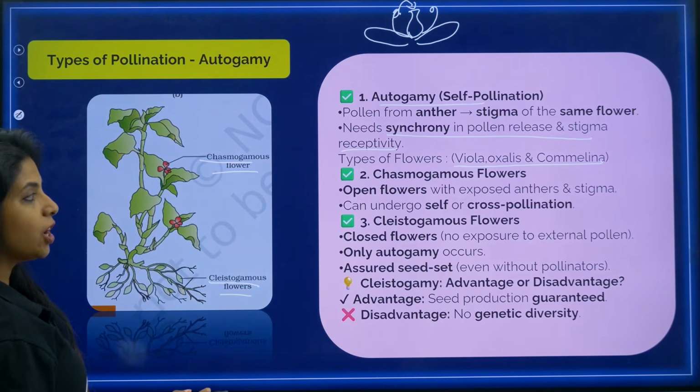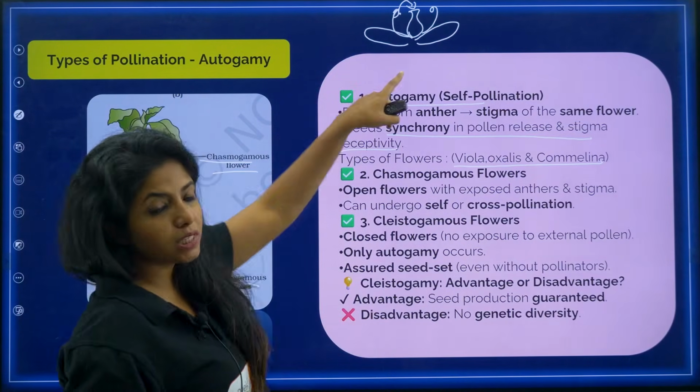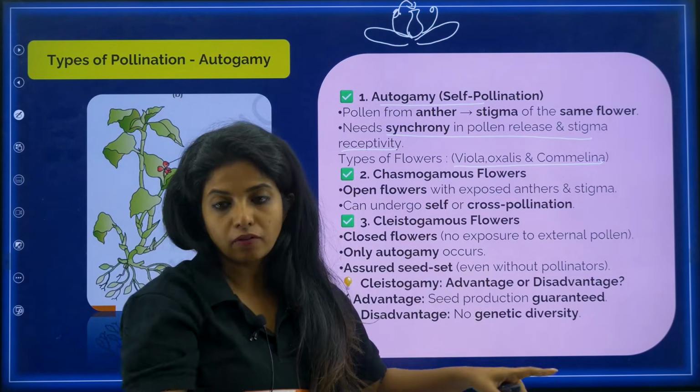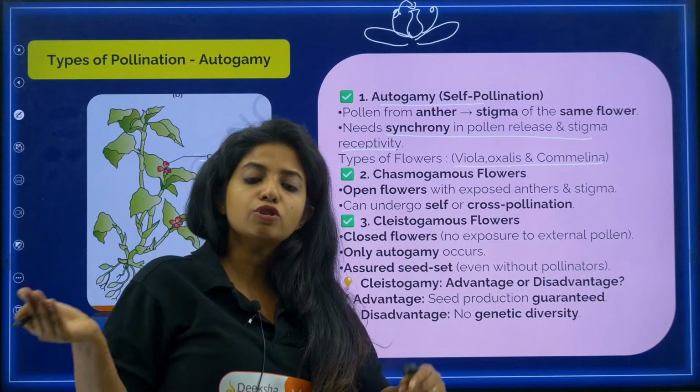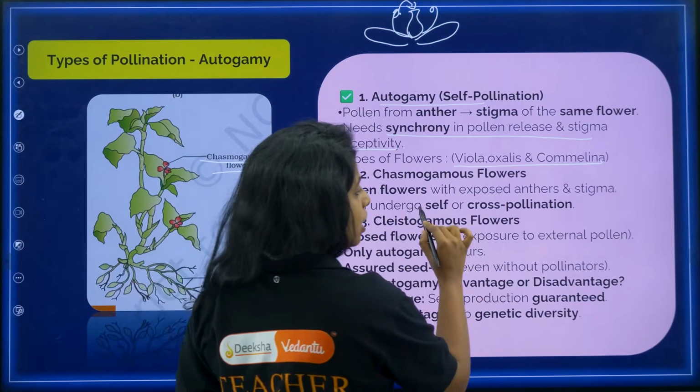Okay, so what is chasmogamous? Chasmogamous are the open flowers. So it's just open and it's there. So obviously from other pollen grains also pollen can come, and from other plants also it can come and land. So it will be showing self as well as cross pollination.